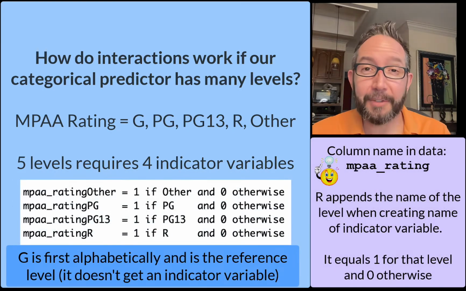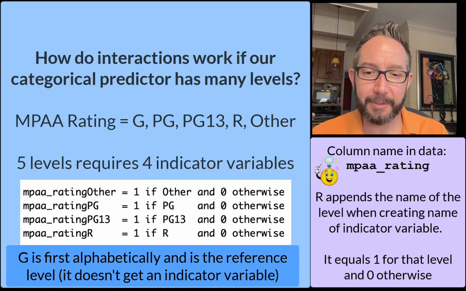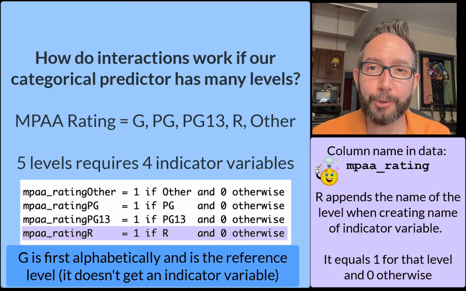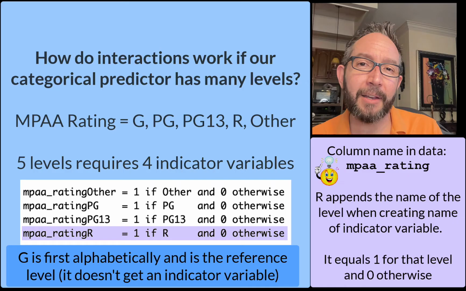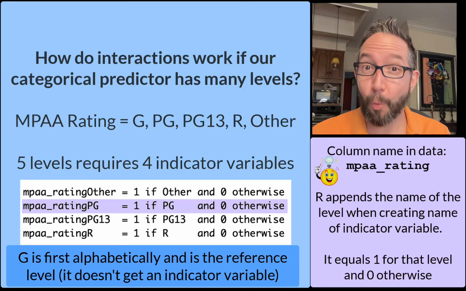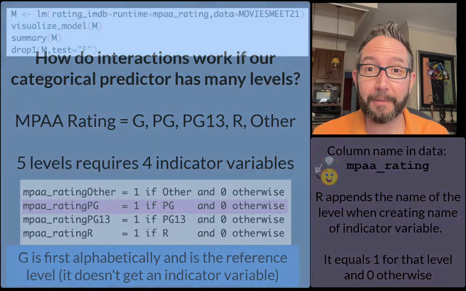By convention, the level that comes first alphabetically, G in this case, will not have an indicator variable named after it, but the others will. So we'll have an indicator variable named R, which will be equal to 1 if it's an R-rated movie, and 0 otherwise. We'll have an indicator variable named PG, which is going to be equal to 1 if it's a PG-rated movie, 0 otherwise, so on and so forth.